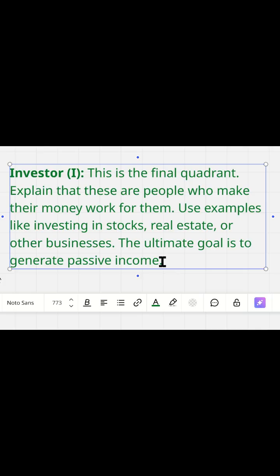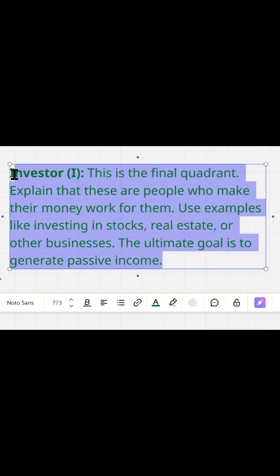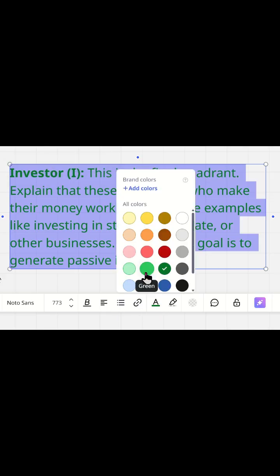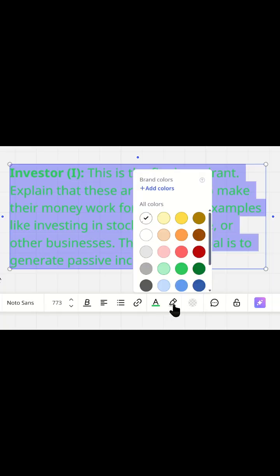Investor: this is the final quadrant. Explain that these are people who make their money work for them. Use examples like investing in stocks, real estate, or other businesses. The ultimate goal is to generate passive income.